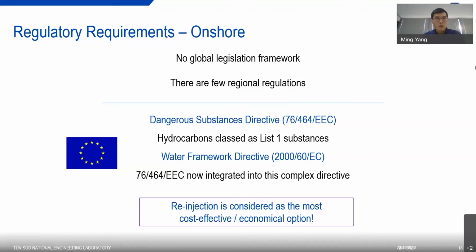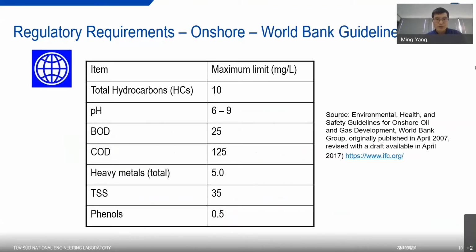And as far as I know, if you really want to discharge in the EU, we're looking at an oil in water content of 5 milligrams per liter. If you are really interested in onshore produced water discharge, then I would refer you to the World Bank guidelines, first published in 2007. On the hydrocarbon side, the guidelines specify a 10 milligrams per liter limit.